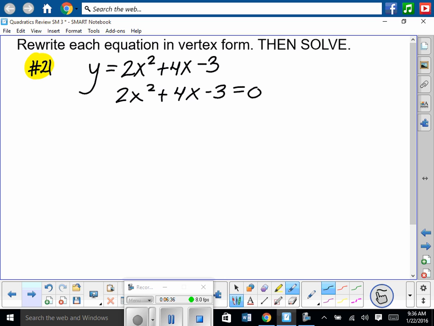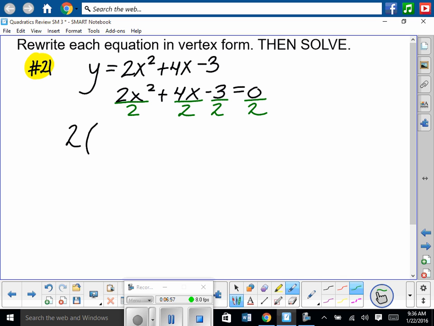Then you have to check if it's in standard form, and it is. Now you have to make sure your a value is 1, and it's not, it's 2. So we're going to factor out a 2. Now remember, the reason we do that is because if you factored out 2, technically what you did was you divided each term by 2, what you factored out.